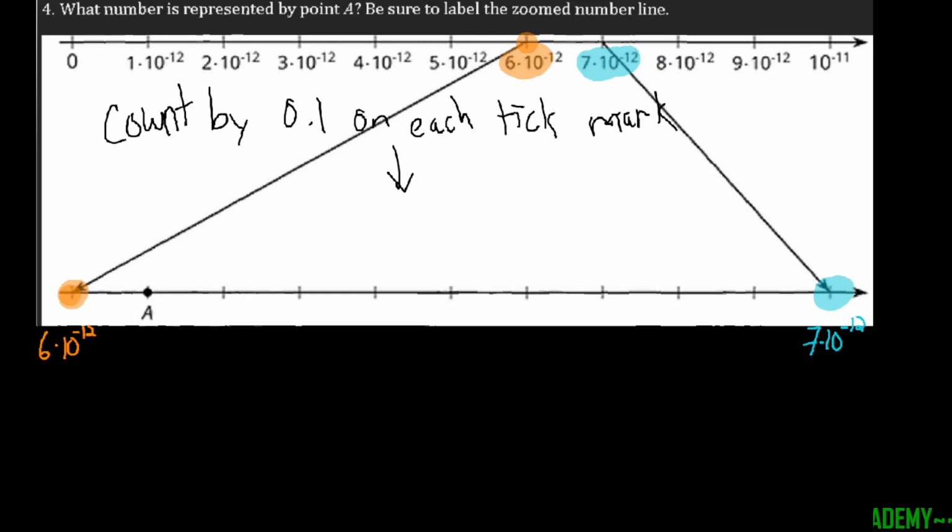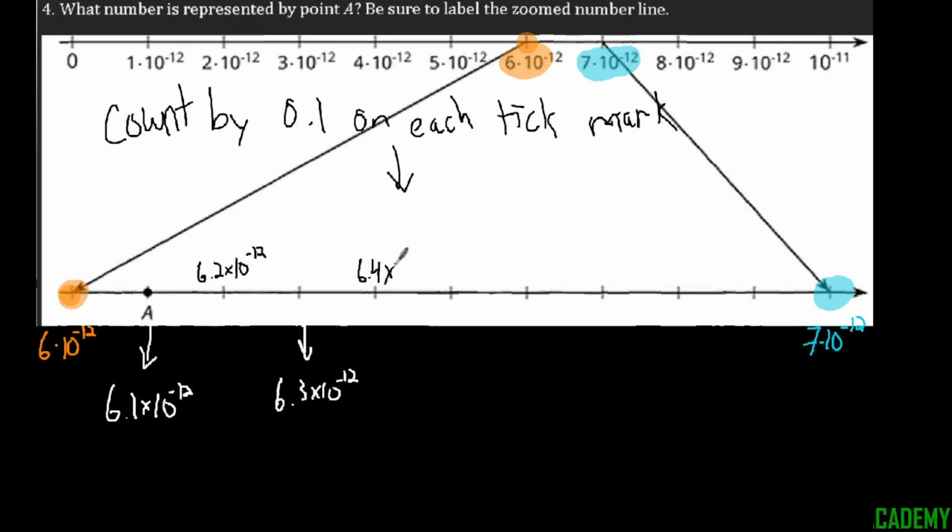For this first one here, it's going to be 6.1 times 10 to the negative 12 power. This one's going to be 6.2 times 10 to the negative 12 power. And here is going to be 6.3 times 10 to the negative 12. Again, so on and so forth. Just make sure you're taking one piece at a time, and you're only increasing that tenths column because it's a zoomed in number line.